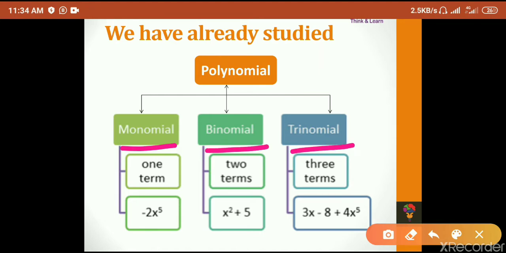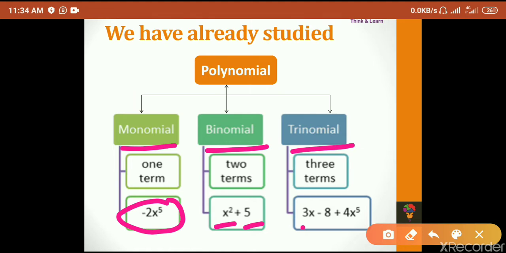If your expression is having only one term which is having only a variable and a coefficient, here 2 and x are not different terms because 2 is multiplied with x raised to 5. They are multiplied, so it is just a single term. While in binomial you can see we have two different terms, one is x square and one is 5, and they are added. So here we have two terms.